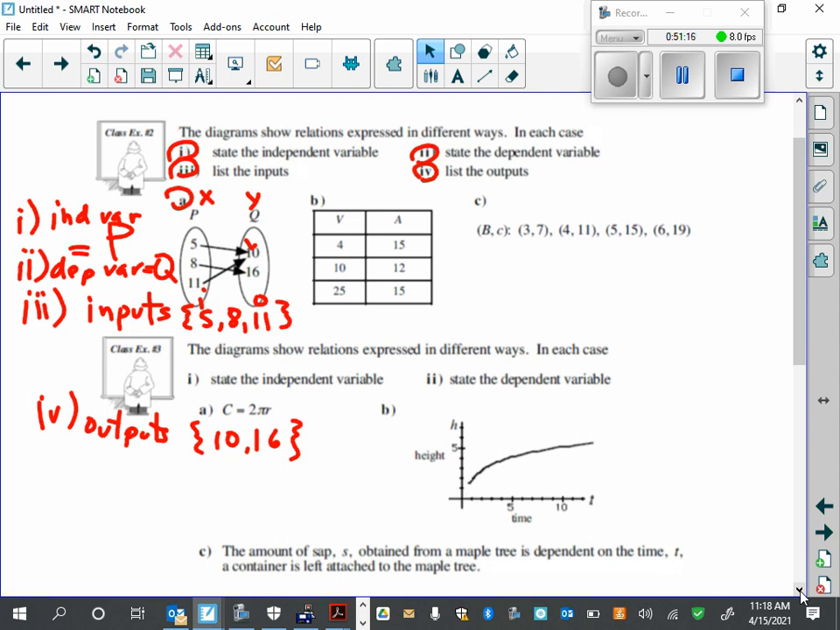Okay, B. What's the independent variable? Is it V or A? Is it X or Y? The only problem is if you put X and Y there, you might put X and Y for the answer, so don't put X and Y for the answer.